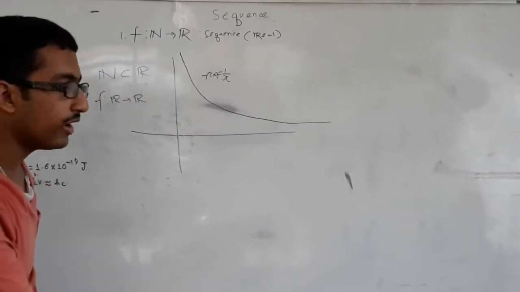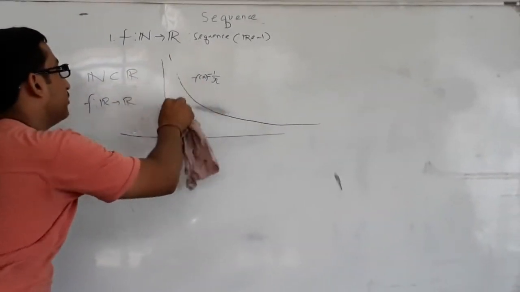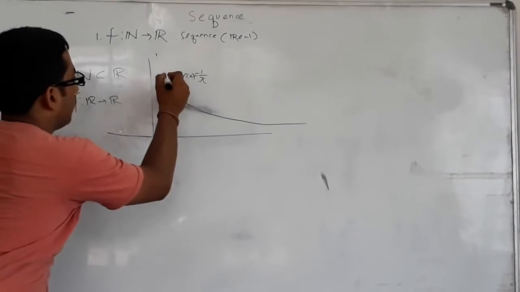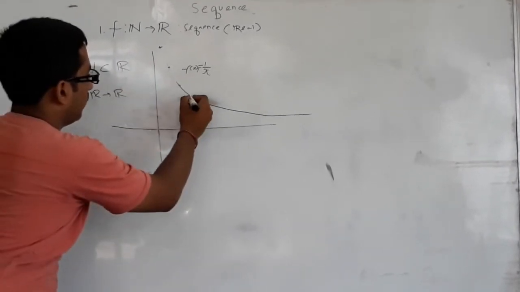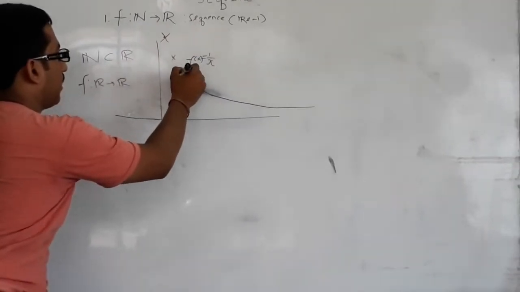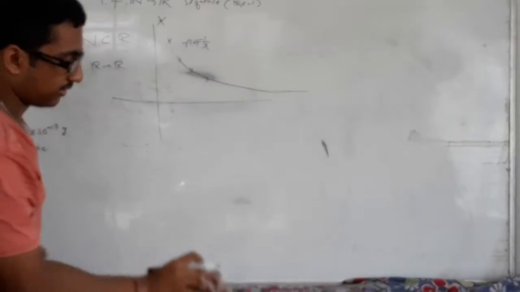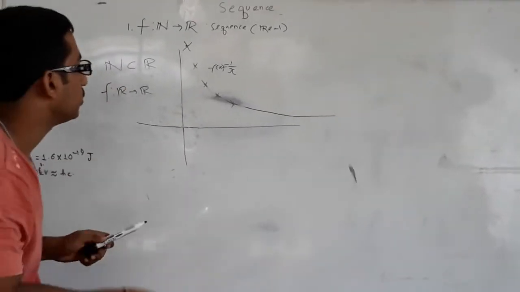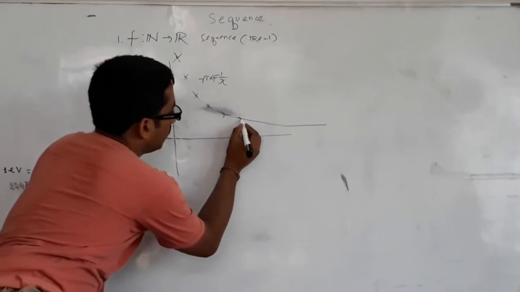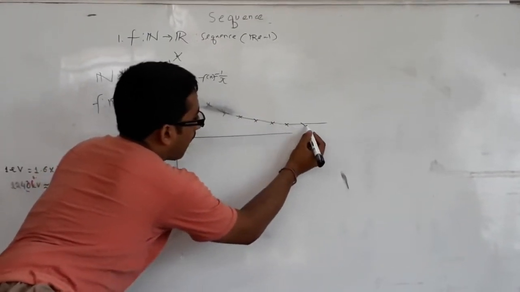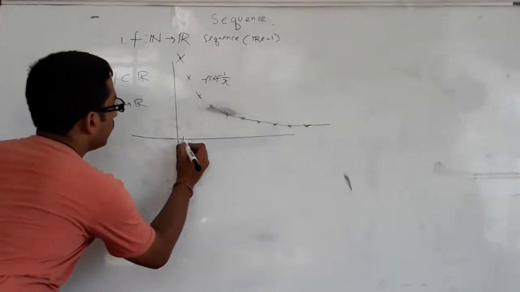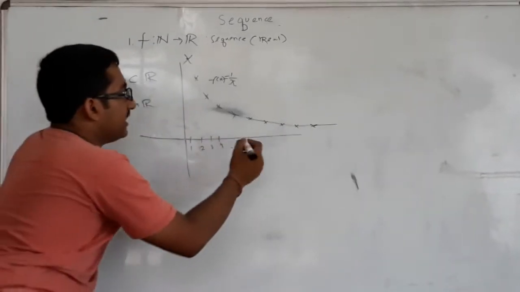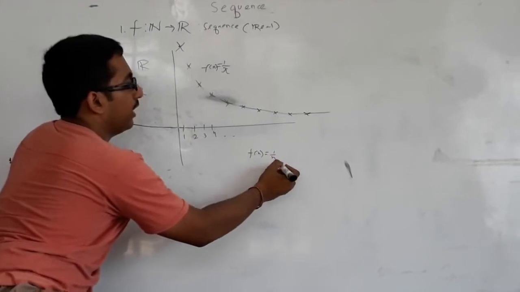Now to draw it neatly, we cut it at certain intervals at these points. So we have those spots, and we are seeing a subset of it. Continuing this, we get something like this. That's how a sequence looks. It's 1, 2, 3, 4 and so on. So we write it here as f of n equal to 1 by n.